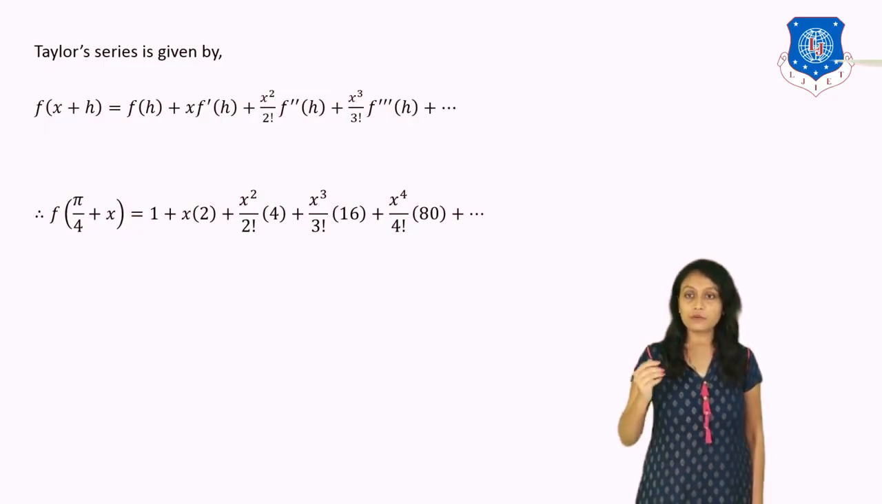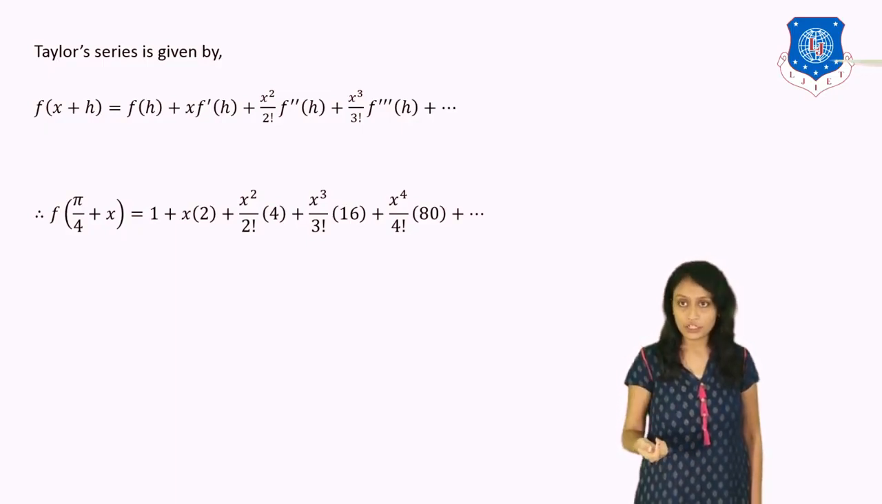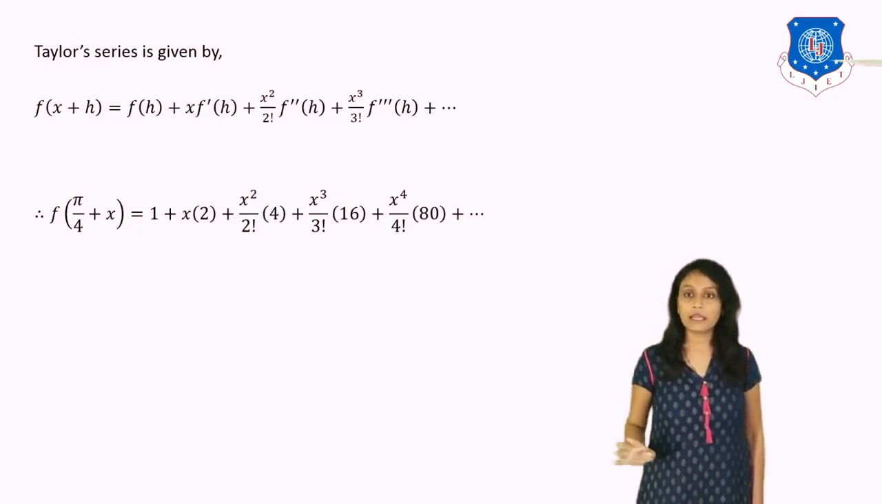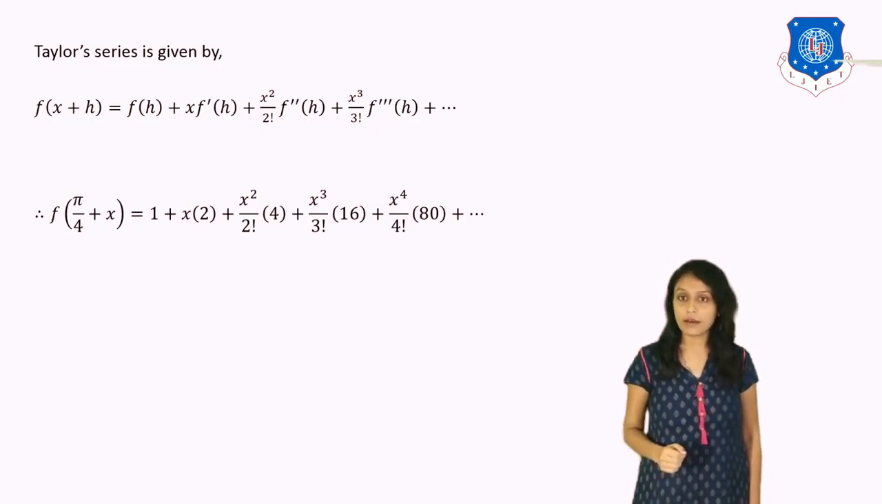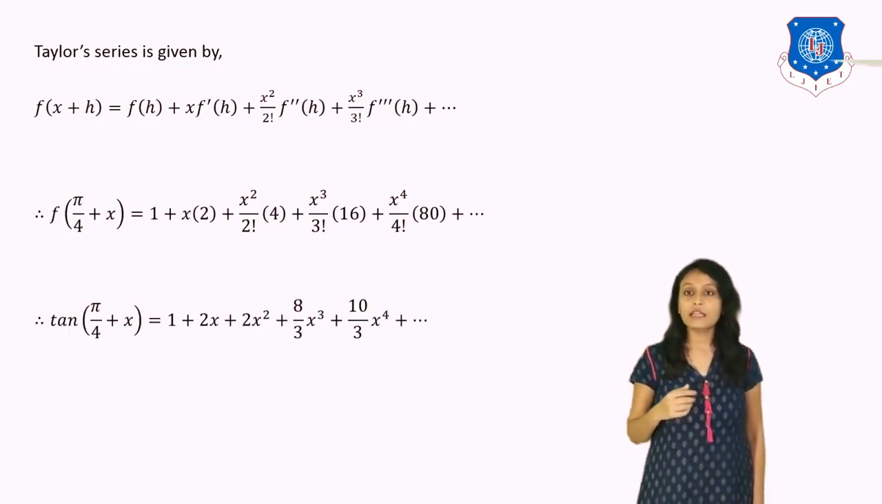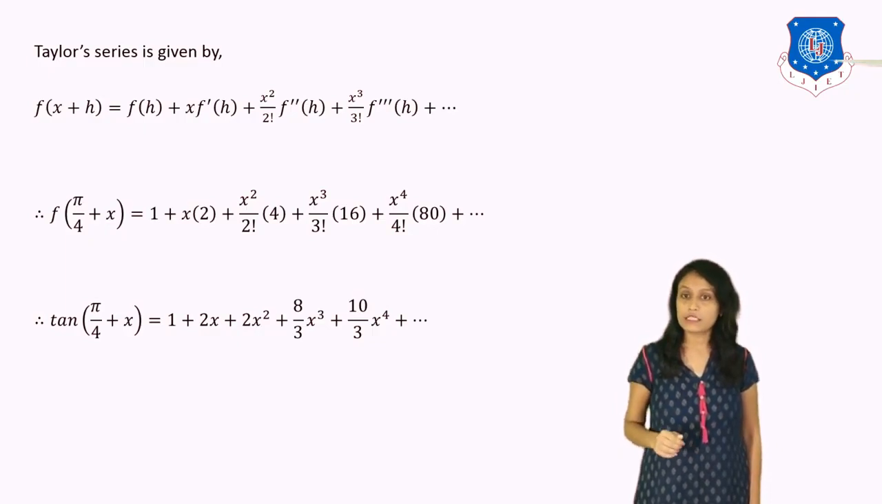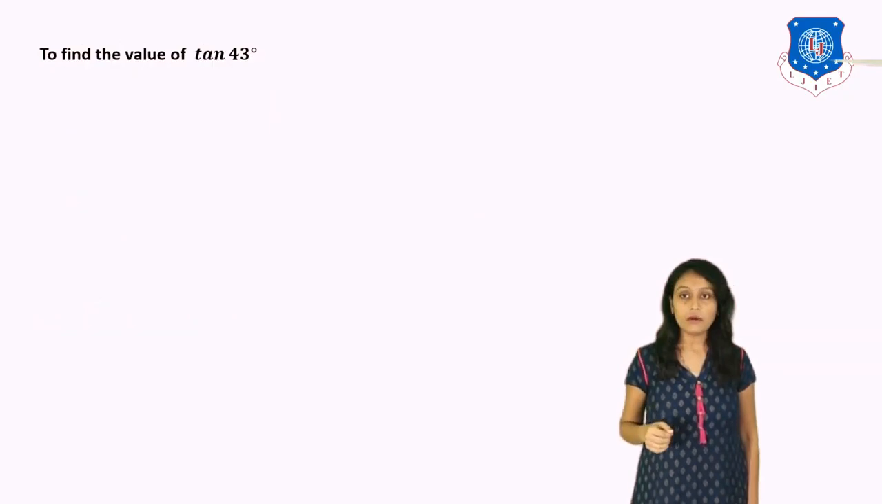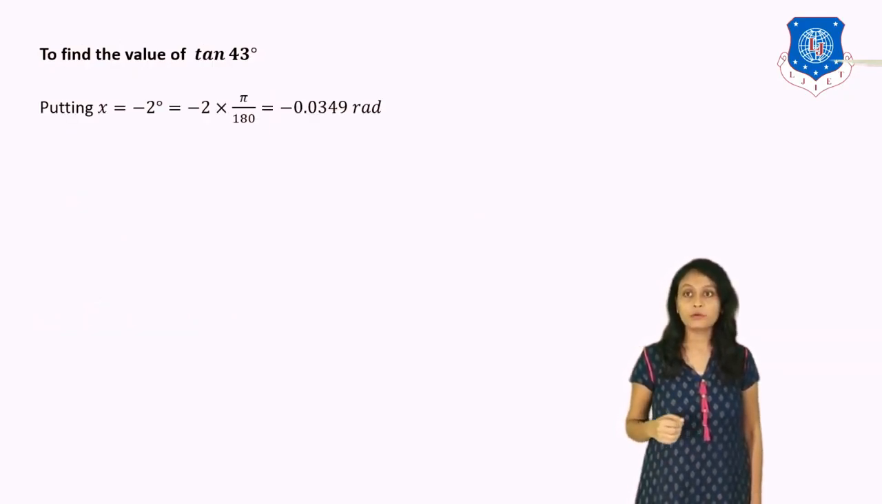What we have done, just we have to substitute the value of f of h. Okay, and x is kept as it is, so here you get the answer in powers of x. Now our next aim, just simplify it, so you will get this final answer, that is tan x plus pi by 4 is 1 plus 2x plus 2x square plus 8 upon 3 x cube, and so on. Now our next aim is to find the value of tan 43 degree. Okay, so putting x is equal to minus 2 degree.